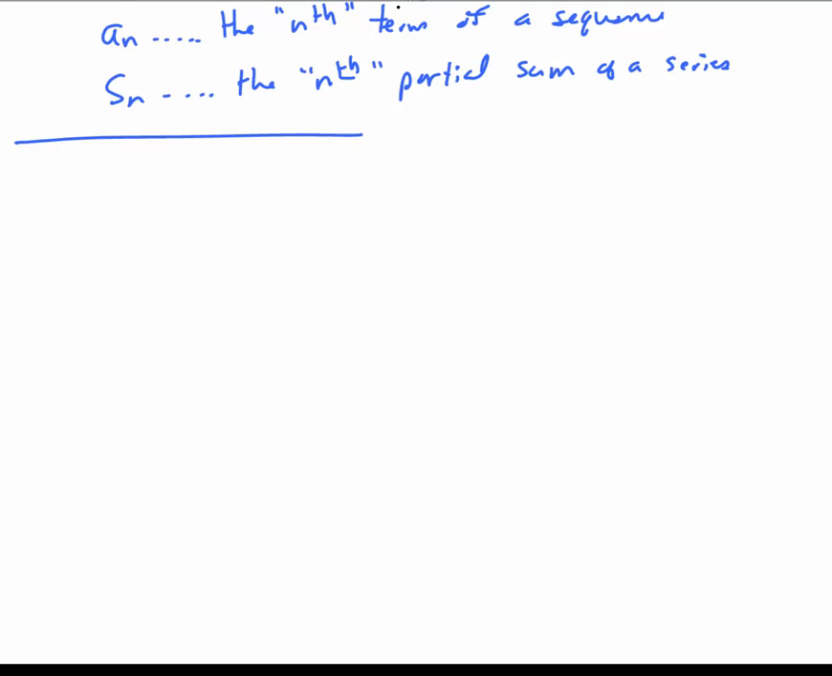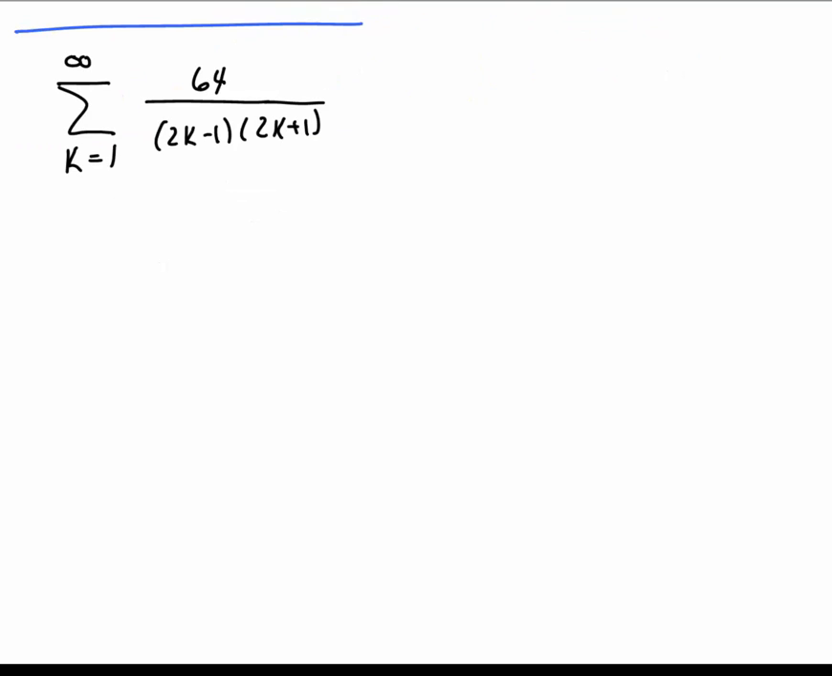So let's go ahead and look at an example where we might be asked to actually write the function that produces a particular series. So let's start with k equal 1 to infinity. So this is an infinite series. This one is going to be 64 over (2k minus 1) times (2k plus 1). So when we start with this, I think it would be interesting if we want to find the terms of the sequence of partial sums that we need to start adding them up. So let's go ahead and look at the sequence of partial sums.